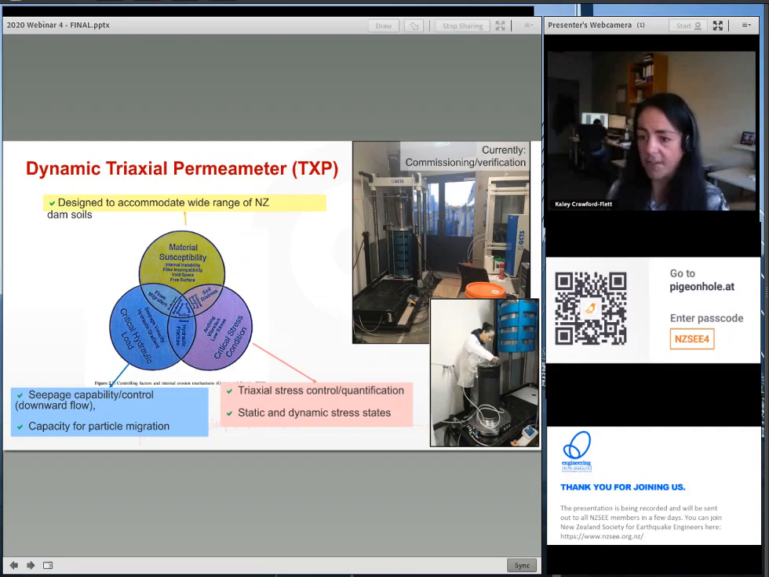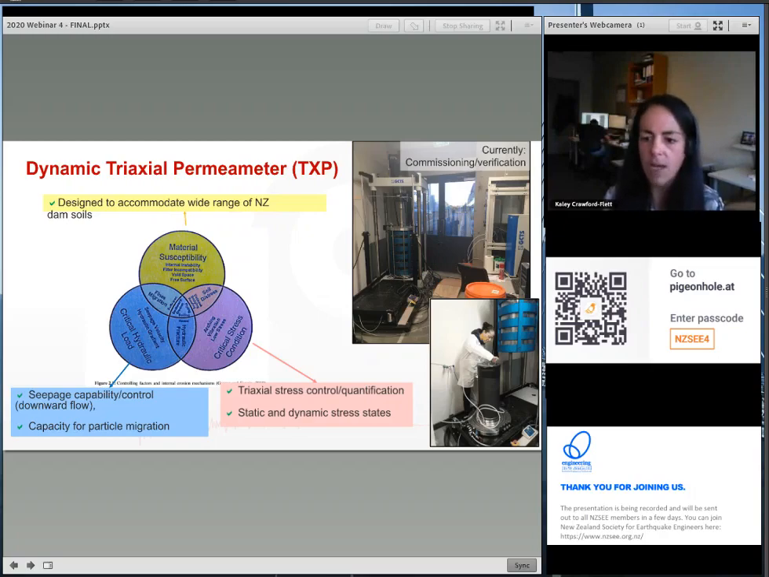The way we are proposing to address this is through a large, novel, dynamic triaxial permeameter. This device was about 2 years in the design and development process, went through peer review, and was funded mainly by the hydropower companies: Genesis, Mercury, Meridian, and Trustpower. This is the first device in the world that can apply seismic load with seepage capability as well. So we can essentially put together a giant triaxial specimen, determining what materials we put in there through gradation manipulation. Because it's so big, we can fit in the really widely graded dam materials.